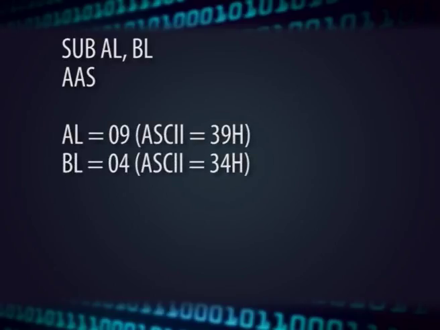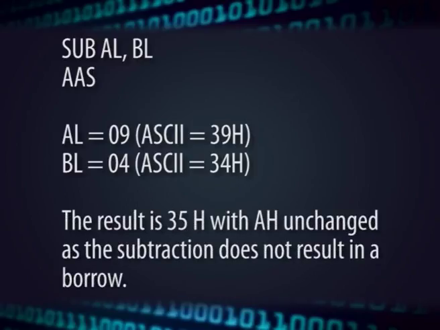Take the example of an instruction sequence SUB AL, BL, followed by AAS. Assume the value 09 in AL is stored in ASCII format as 39 hex, and BL contains 04 stored in ASCII format as 34. After the execution of the SUB and AAS instructions, the result is 35 hex with AH unchanged, as the subtraction does not result in a borrow.